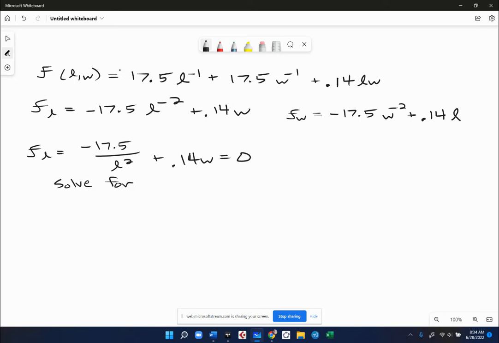If I solved it for L, whatever my answer is, it would have a square root in it, which would work, but it would be too complex. So solve it for the variable that doesn't have a power on it. So this can be pretty easily solved for W in terms of L. So get W by itself. So we're going to have 0.14 W equals 17.5 over L squared.